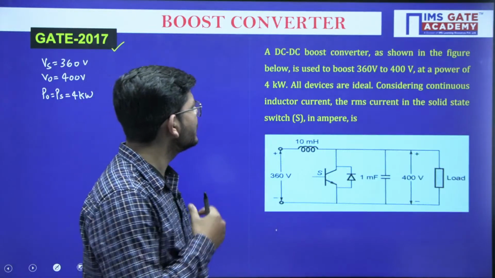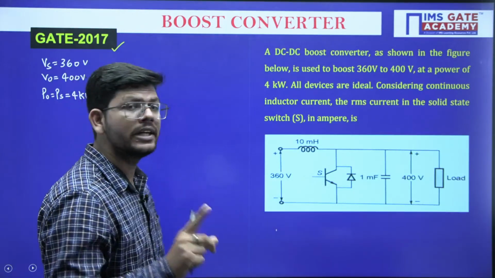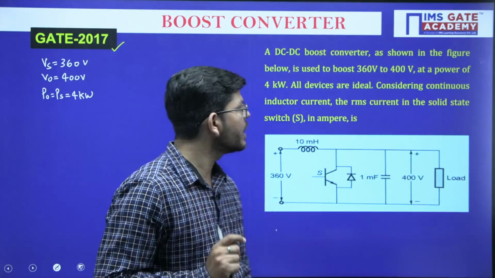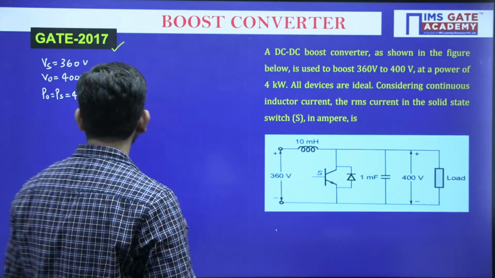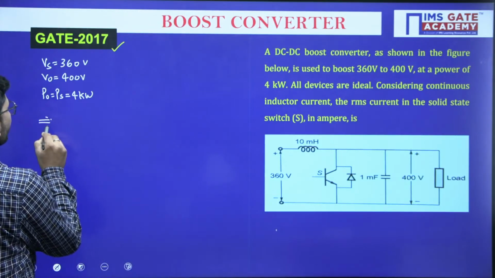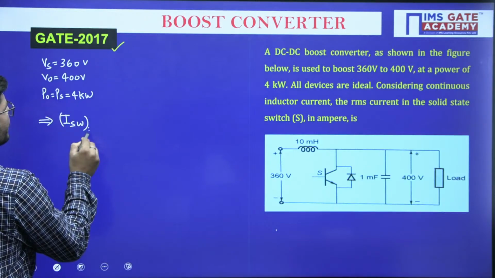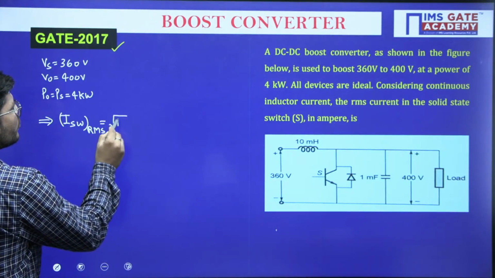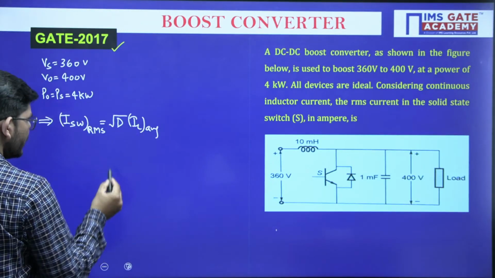Considering continuous inductor current, no discontinuous operation is there, that's fine. The RMS current in the solid state switch we have to find. What we have to calculate is the switch current, and we have to calculate the RMS value. So RMS switch current will be the square root of d times the average inductor current. Sorry, not inductor current.